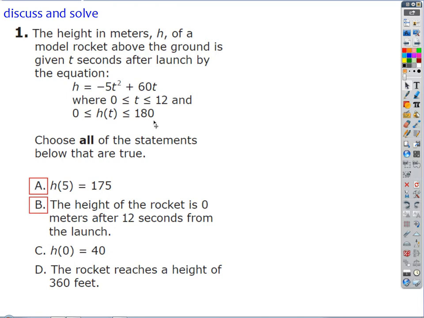H of 5 equals 175. Well, how would we check that? Plug 5 in, yeah, and it turns out it's true. The height of the rocket is 0 meters after 12 seconds from launch. So if I put in 12, yeah, I'm going to get 0, all right? Plug it in. Okay. H of 0 equals 40. False. H of 0 equals 0, doesn't it? Right? The rocket reaches a height of 360 feet. No, it doesn't. Its max is only 180, right? So clearly it can't get up to 360, right?